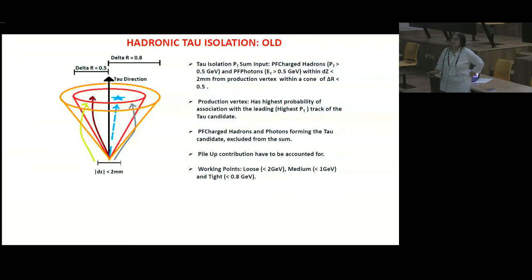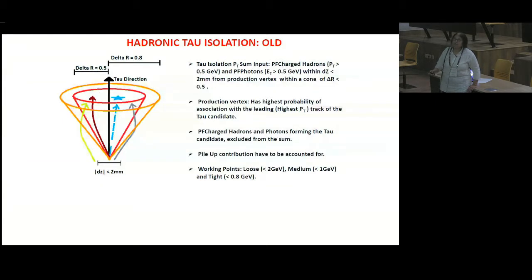So the production vertex, of course, has to be defined first. This has the highest probability of association with the leading or the highest pT track of the tau candidate. So whichever is my tau candidate, generally the highest pT of those, I mean the fastest tau, has to be associated with a particular vertex, and that is what I call the production vertex, and I map out the rest of my physics with reference to that particular point in the detector. So the hadrons and photons forming the tau candidate are, of course, excluded from this sum. So the center is excluded, otherwise the sum will be very big anyway.